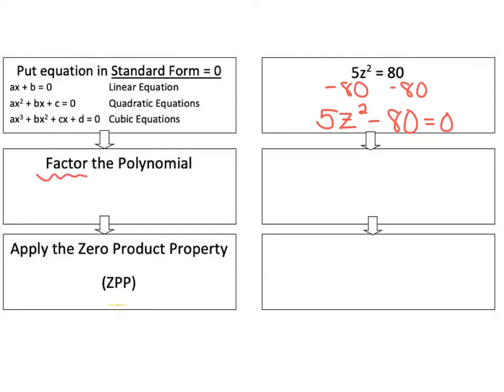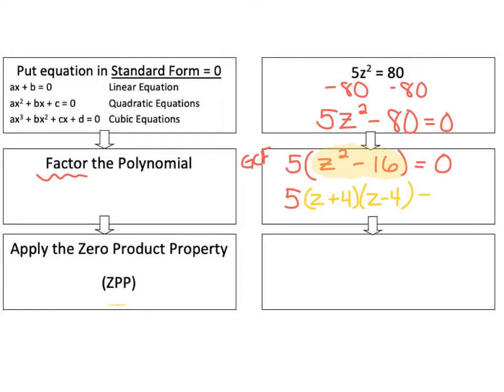Next, I'm going to factor the polynomial. Hopefully you are really good at your factoring methods. I'm going to start by factoring out the GCF. That's always my first factoring method. It gives me 5 times z squared minus 16 equals 0. I have a binomial. I recognize this inner part here as my favorite factoring pattern, the dots pattern. This factors into the difference of two squares. Take the square root of z squared, the square root of 16 is 4, and the pattern is one is a plus and one is a minus, equal to 0.